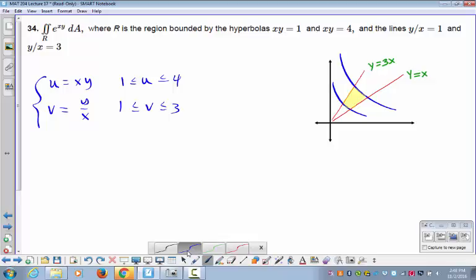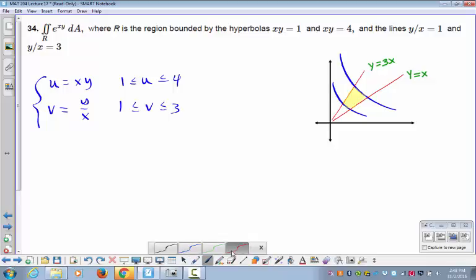If we let u equal xy and v equal y over x, that will work perfectly. But now to do the Jacobian, we have to solve for x and y. So the natural choice for our substitutions is great, but it doesn't allow us to find the Jacobian until we solve for x and solve for y. So we've got to write x and y in terms of u and v.